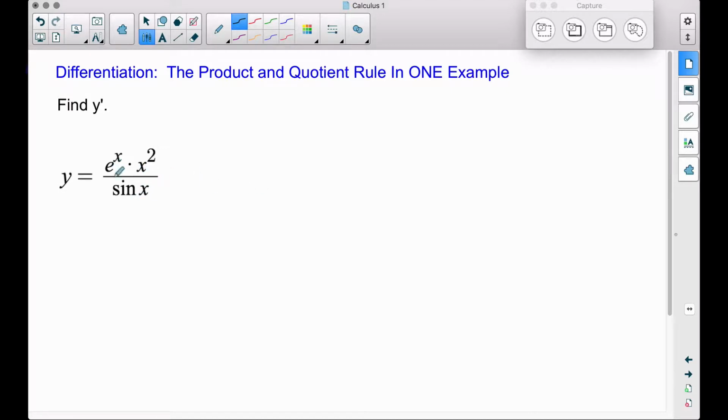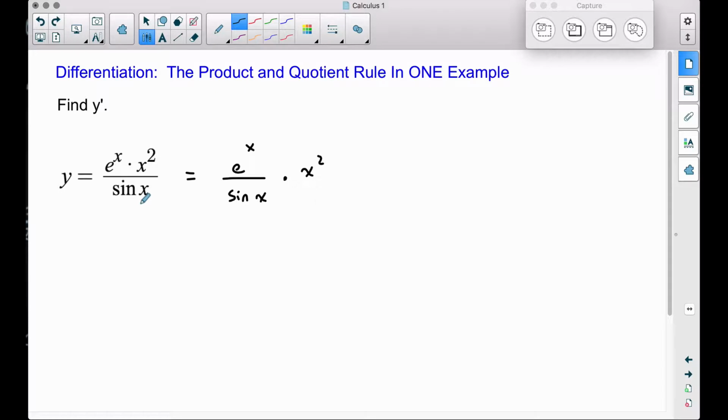And what we want to do is separate this thing somehow, and there's more than one way to do this, but I'm just going to separate it like this. I'm going to write e to the x over sine of x times x squared. This is an equivalent expression because if we multiply all this stuff back together, putting that over 1, we will have e to the x times x squared, which is what we have in our numerator, and sine of x times 1 is just sine of x.